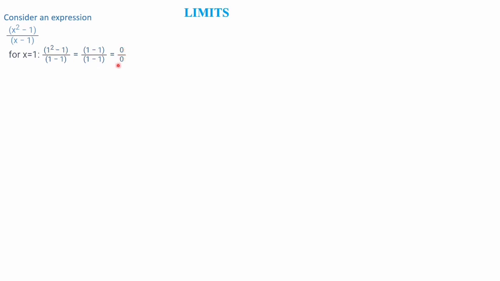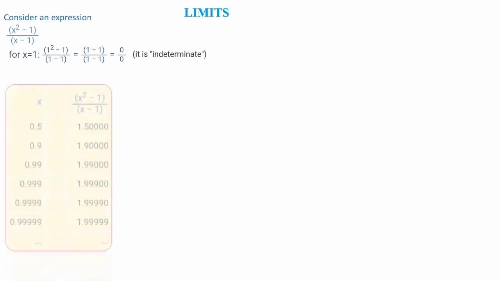So division by 0 is not possible, and 0 by 0 is said to be indeterminate. Means it is not possible to find out the value of 0 by 0. Now for x is equal to 1, the value of this function is indeterminate. Now let's try to find out the value of this function some other way by putting some different values.